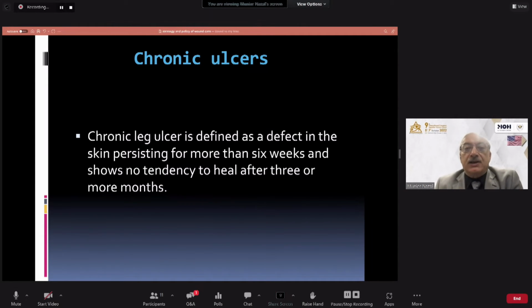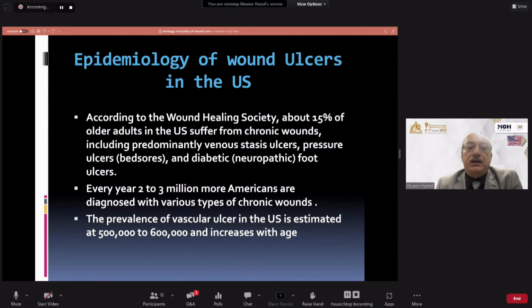A chronic ulcer, as it was defined for us, is something that is not healing over a 6 weeks period the way it should heal. It doesn't have to close in 6 weeks, but it should follow a trajectory leading to healing. In 6 weeks, for example, it should be at least 40 to 50% healed.